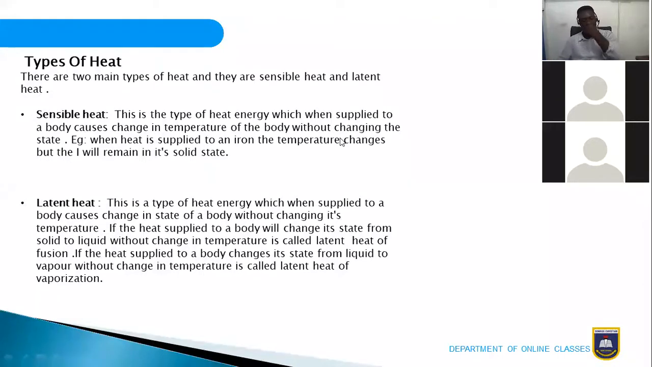Now, before I come to that scenario, this is the type of heat energy which, when supplied to a body, causes change in temperature of the body without changing the state. So if you heat water to a temperature of about 70 degrees Celsius, the state of the water will still be the same. It will not vaporize at that point, unless it is heated above 100 degrees Celsius. The temperature of the water will change, but the state will still be the same. So when it happens like this, we call it a sensible heat.